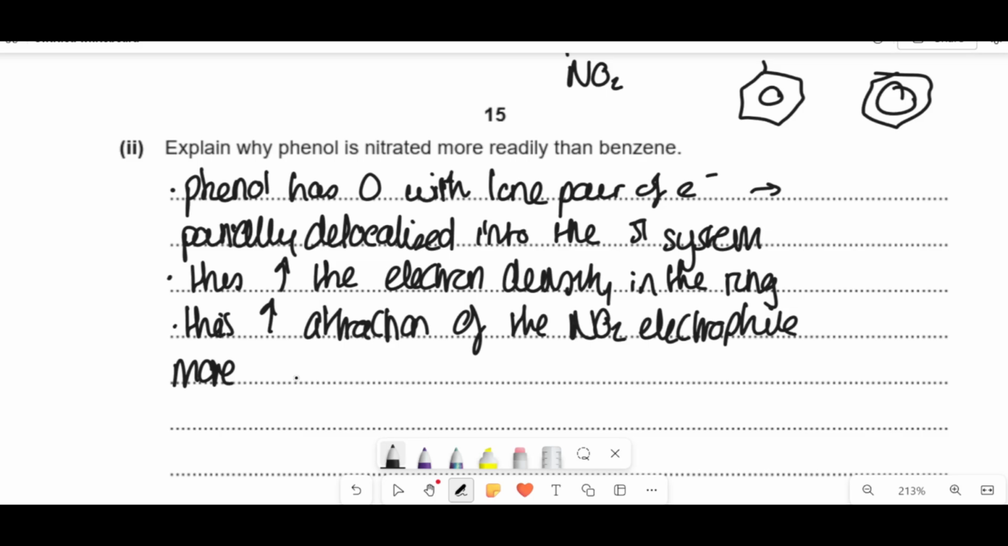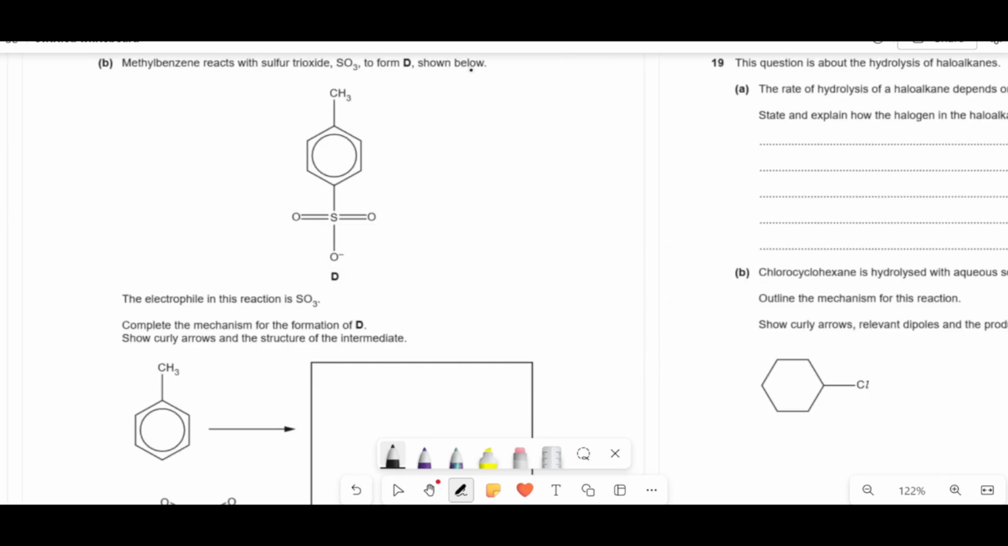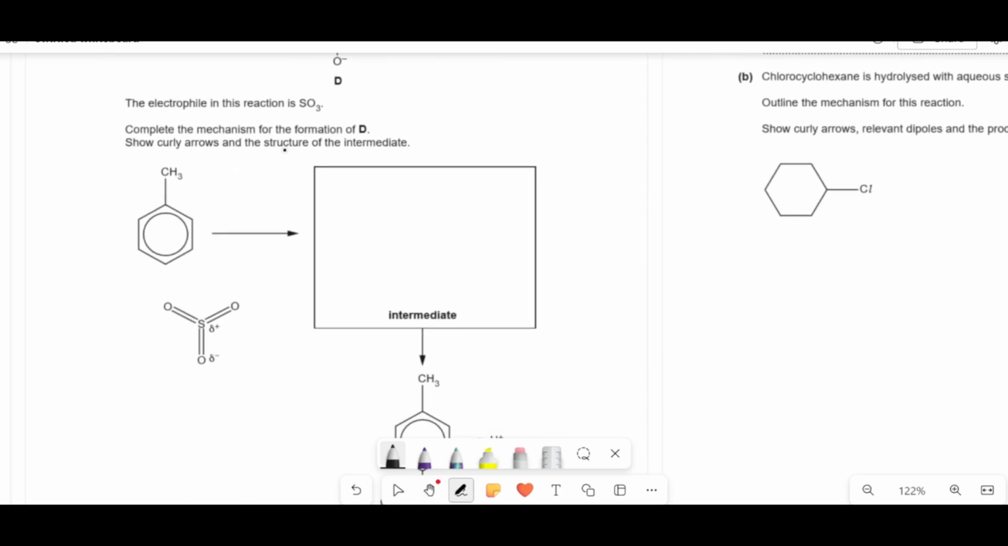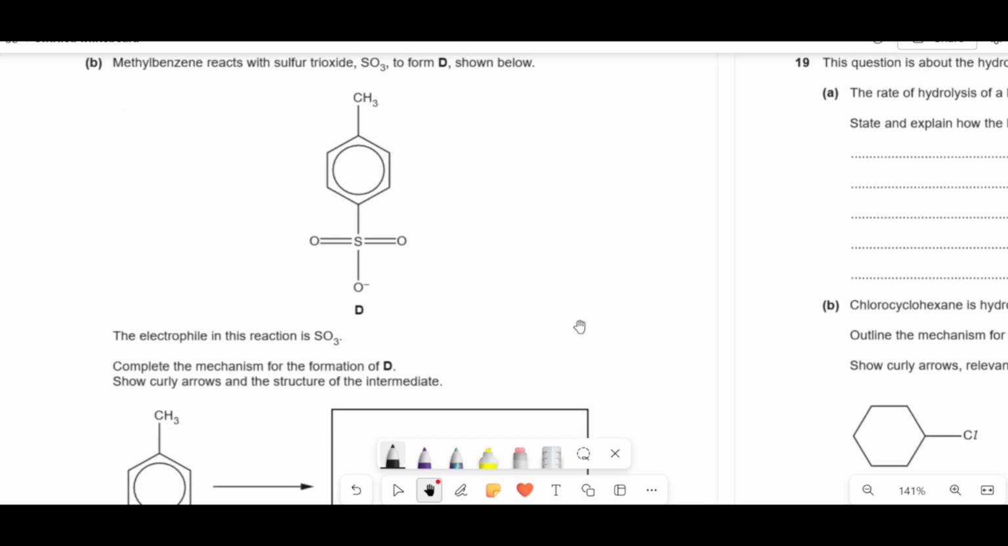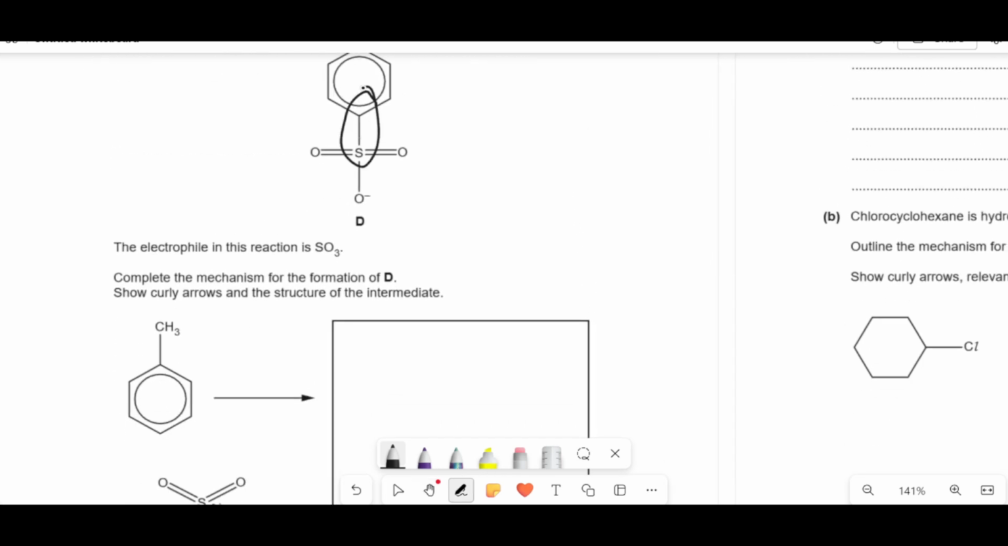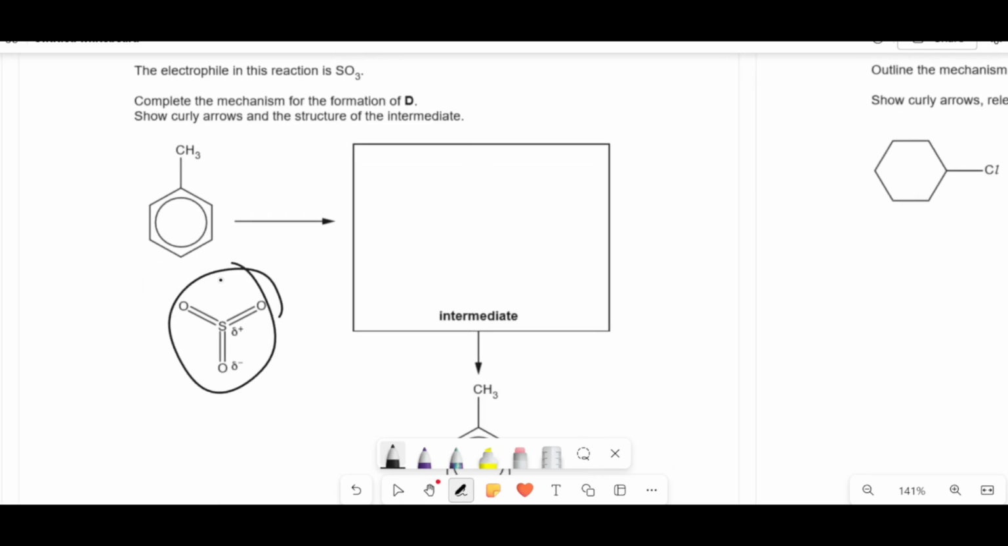That's how it works. So methylbenzene reacts with sulfur trioxide to form D as shown below. The electrophile in this reaction is SO3. Complete the mechanism for the formation of D using curly arrows and show the intermediate as well. So what we've got to do is think about how it's linked on. We can see that this has joined with an S. So this S has clearly bonded with this benzene ring around here.